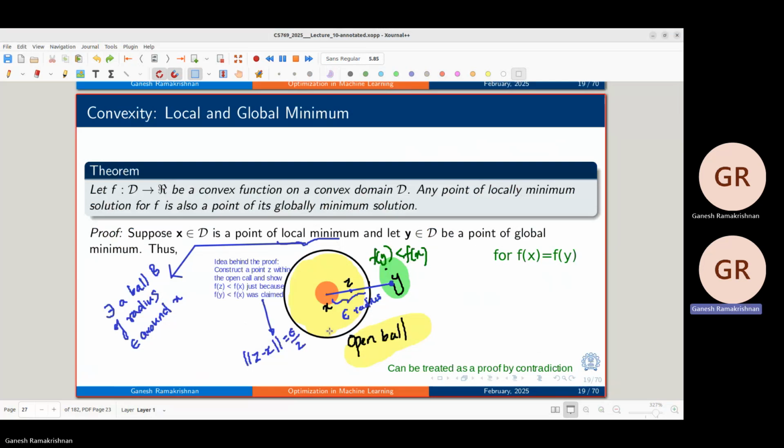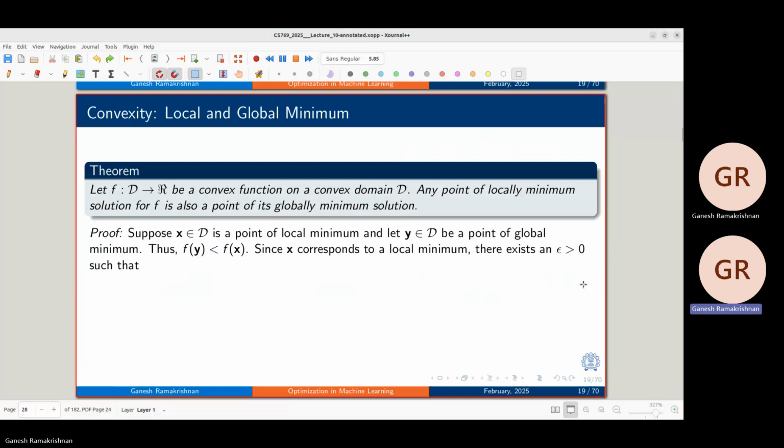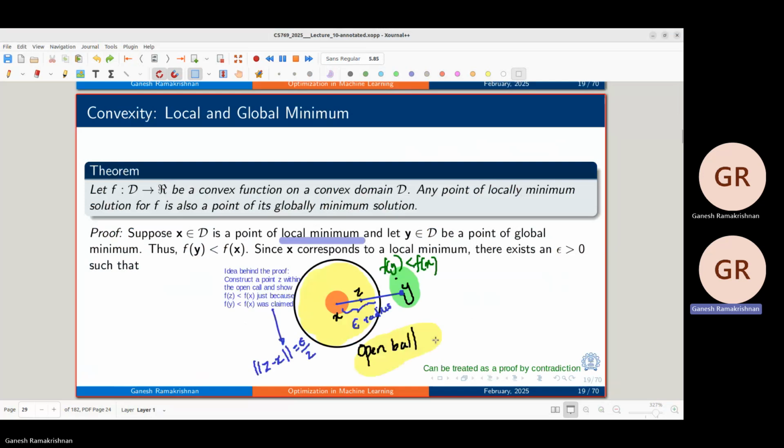Is this clear? That's the whole idea. So this is proof by contradiction. This same picture I'll keep bringing up so that I don't need to write everything everywhere. Since X corresponds to a local minimum, there exists an epsilon greater than 0 such that you can draw this ball, and I will now construct a Z within the open ball.